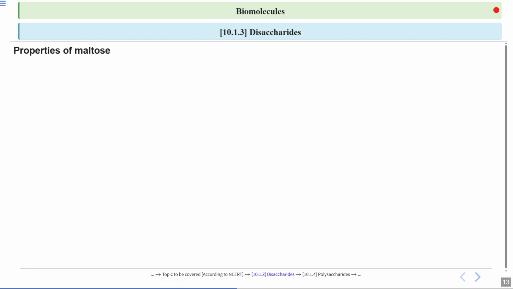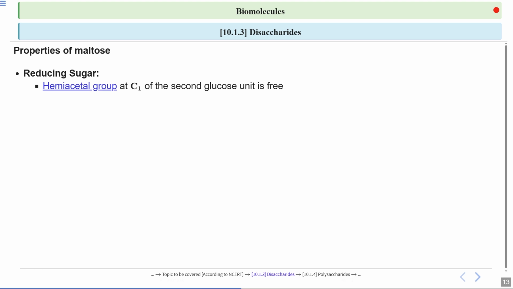Now let's see the properties of maltose. First, maltose is a reducing sugar. The key reason maltose is a reducing sugar is that the hemiacetal group at carbon 1 of the second glucose unit is free. And what is a hemiacetal group? In a hemiacetal group, a carbon is bonded to an OR group and an OH group. So the OR group and OH group are bonded to the same carbon.